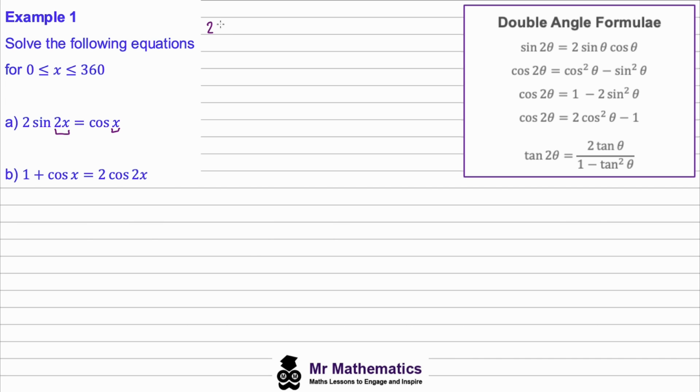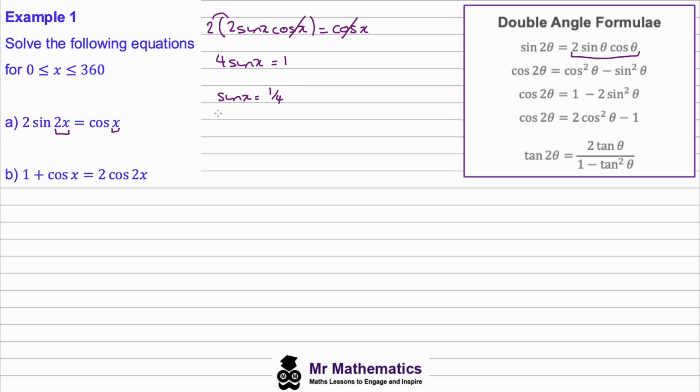So we'll have 2 multiplied by the sine of 2x. We can use this identity, this will be 2 sine x cos x. And this will equal the right hand side. So you can see we can divide both sides by the cos x and these will cancel. And then we can expand that out and we get 4 sine x will equal 1. So sine x will equal 1/4.